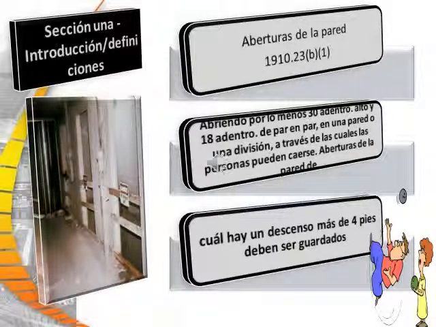.23(b)(1) states that a wall opening is an opening at least 30 inches high and 18 inches wide in a wall or partition through which persons may fall. Wall openings from which there is a drop of more than 4 feet must be guarded.